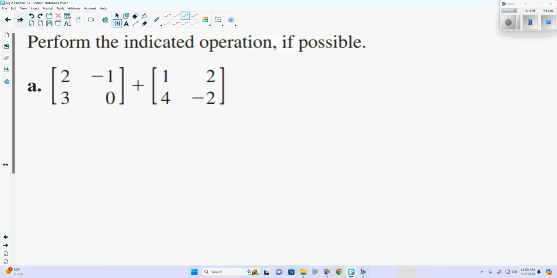So if we look at this here, our first matrix is a what? A 2 by 2. We have 2 rows and 2 columns. Our second one is a 2 by 2. It has 2 rows and 2 columns. Since the dimensions for both of them are the same, we can add them together. So we add the corresponding elements.